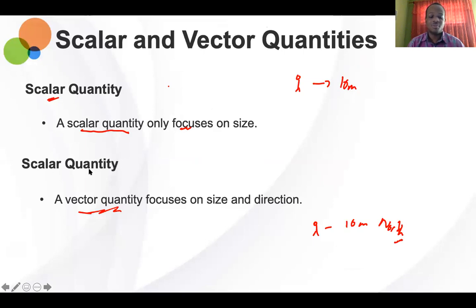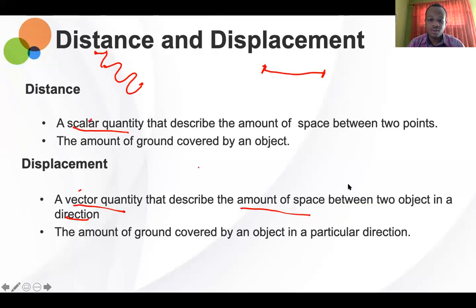This is supposed to be a vector quantity. I need to change this. Answer: focus on size and direction. Any questions? All right, let's move on.